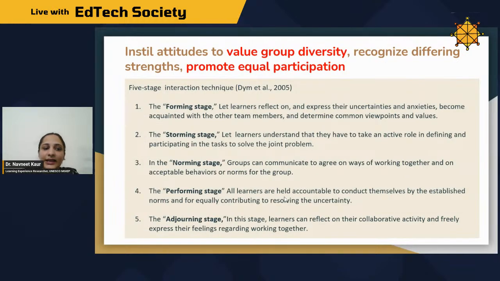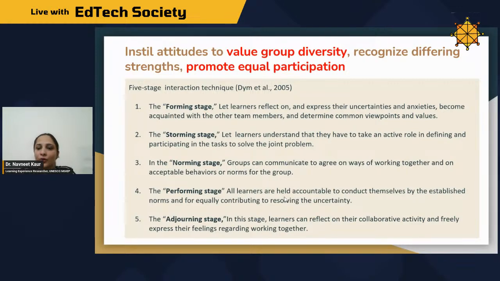Then the next guideline is that we need to instill attitudes in learners so that they value group diversity and recognize differing strengths, and that promotes equal participation in the classroom. There is a very famous five-stage interaction technique that you can use in a classroom. The first stage is the forming stage. You let learners reflect on and express their uncertainties and anxieties.